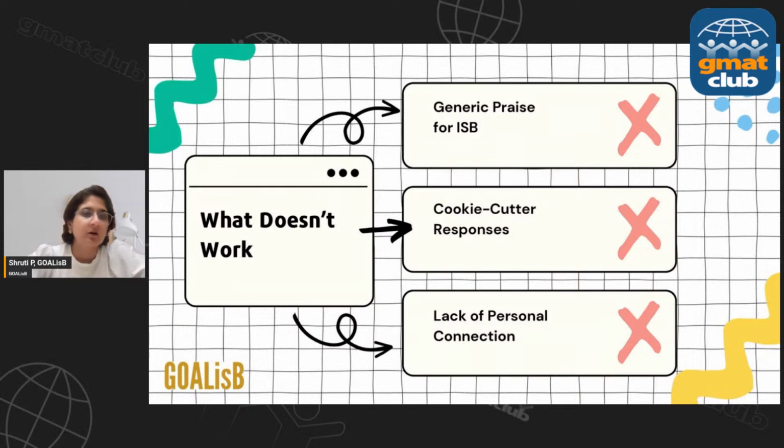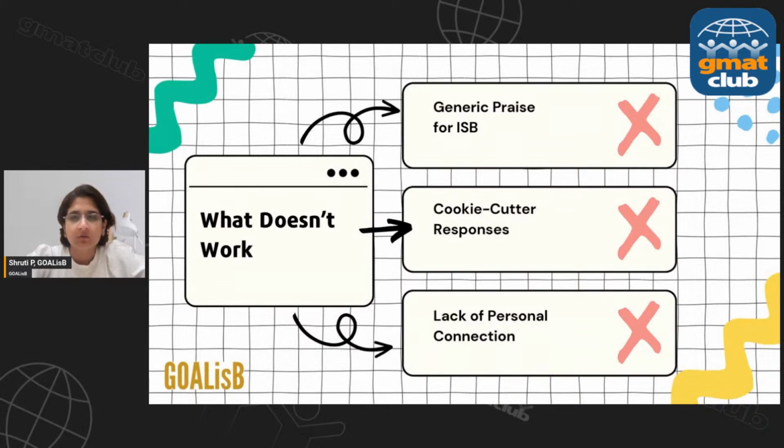What are you going to talk about in your essays? There are two aspects to a profile. One is the numbers and one is the story. Story is what you build out of your experiences when you're working on the essays and the rest of the application. Numbers is what you're coming with, that is your academics as well as the GMAT score.